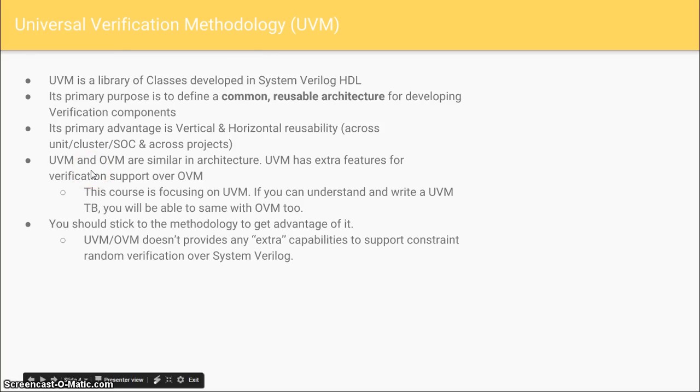If we compare UVM with OVM, both are similar in architecture because UVM has evolved from the OVM architecture, but UVM has many extra layers and features to support more verification complexity. Thus, if you are able to write a UVM test bench, then you can also understand and write an OVM test bench.